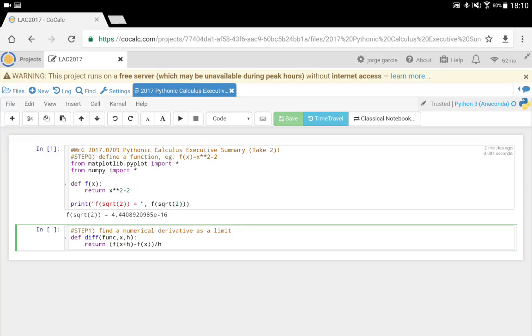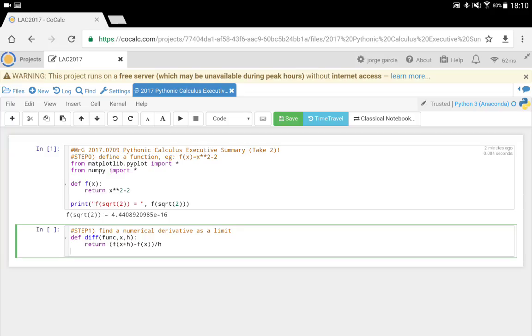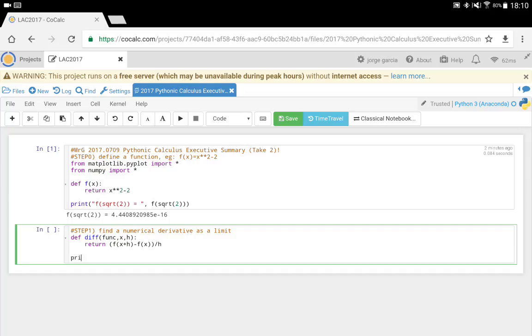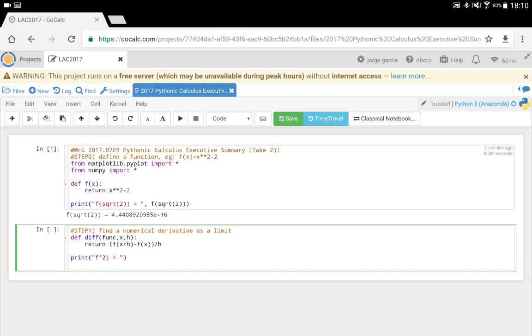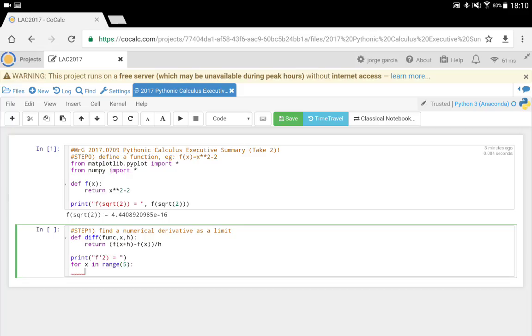Okay, there you go. Alrighty, so now let's see. Let's print quote, f prime at 2 equals. All right, that's just a label, and so let's label this convergence table. So how about we do this? How about for x in range 5, so x is really 0, 1, 2, 3, 4, and again this tabbing in is for the loop.